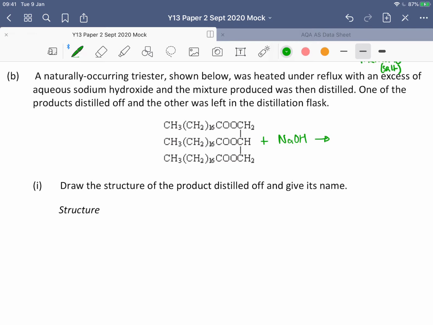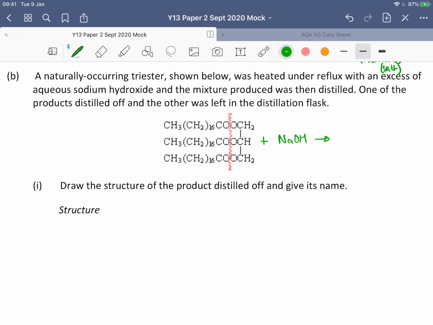Now, if you think about it, you are doing the same thing as the previous question. You have an ester, albeit a triester, and you are heating it, or reacting it with sodium hydroxide like you did in the previous question. So the same basic reaction is happening. You've got hydrolysis, you've got a breaking of the ester group, right? So we are breaking each of these three esters in the triester right here.